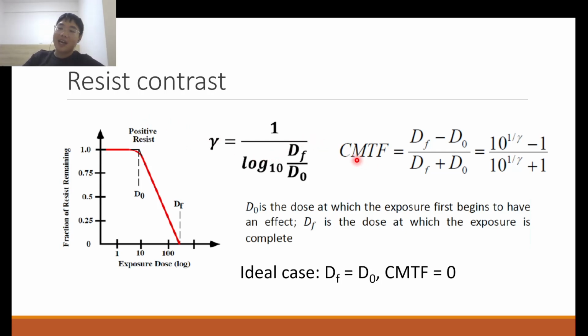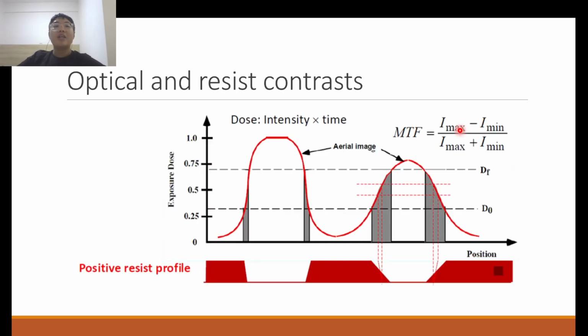And similarly to the MTF function that we saw earlier, we can define a CMTF, critical MTF. In this case, it's like a chemical MTF for the resist contrast. If we define it in this way, we want the CMTF to be equal to 0, because we want, once again, df to be equal to d naught. So there are two sources of contrast now, one from the optical image, or optical contrast, and one from the resist behavior. And these two contrasts interact with each other. If you have very good optical contrast, the MTF is very good, then there's more tolerance for your resist contrast. We can accept it to be worse.